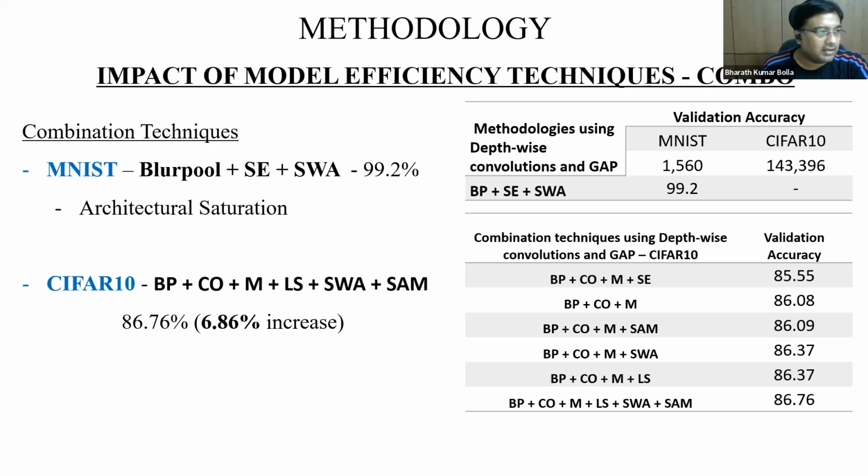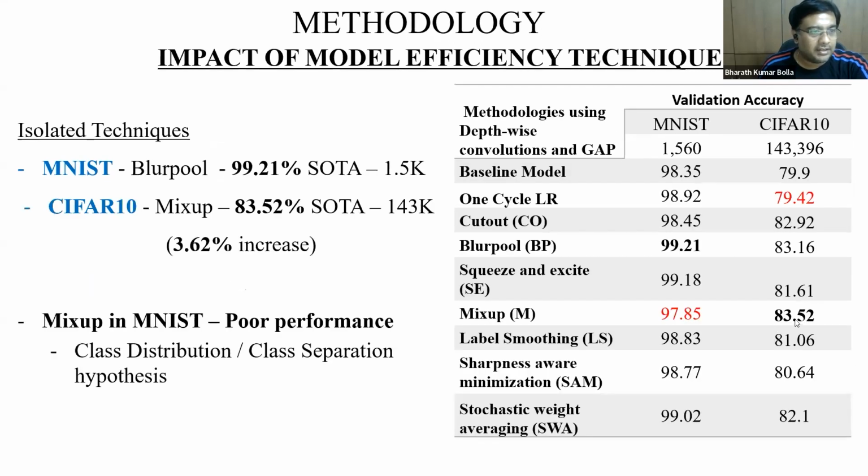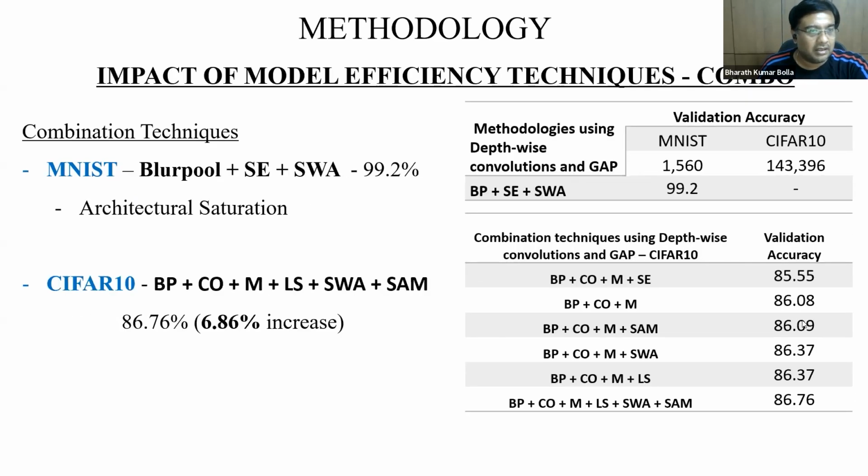But on CIFAR-10, with this 143K model, a 140,000-parameter model, we started with an accuracy of 83.52 with one optimization. From 83.52, when we added these combinations, we reached 86.76, and with just 3 combinations, we reached 86.08. So this says that when you add multiple optimization techniques, it has the effect of augmenting your model performance even better.